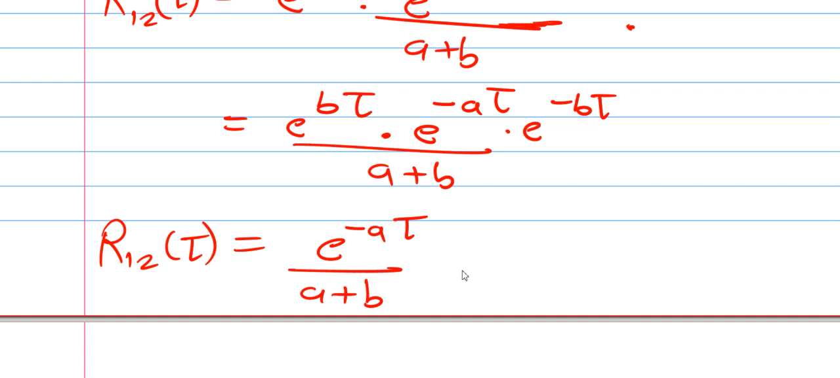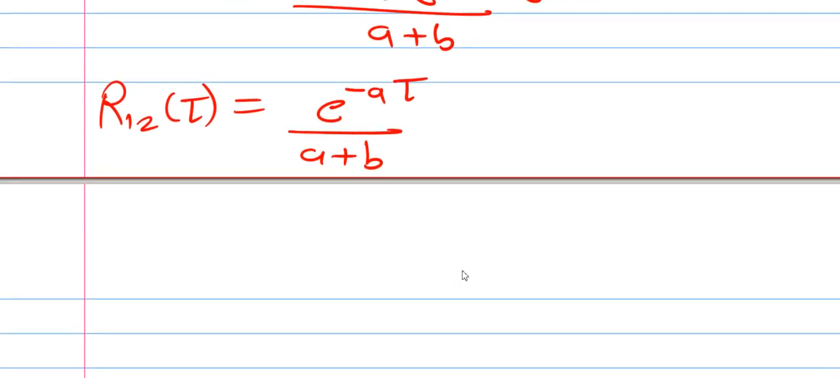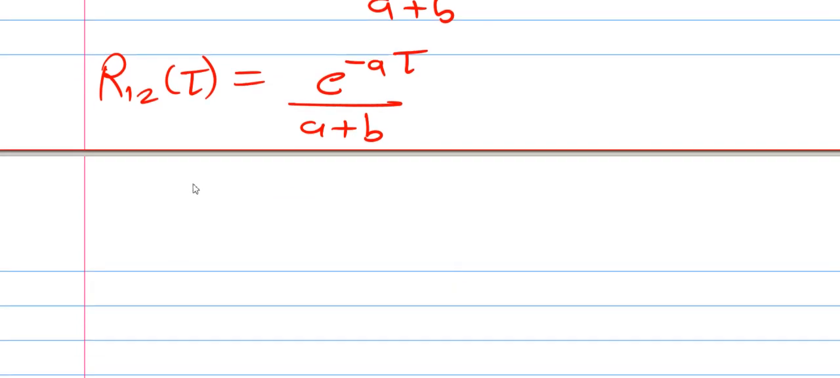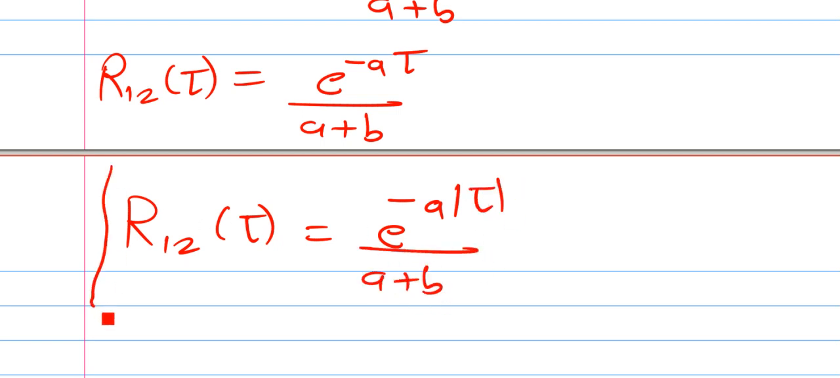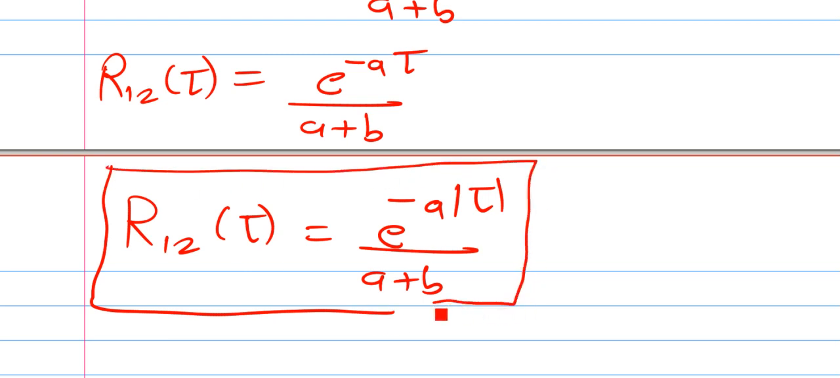So this is the cross correlation final simplification. If I take some negative values of tau, I will get e raised to a tau upon a plus b. So the final answer is R12(tau) equal to e raised to power minus a magnitude of tau upon a plus b. This result we will get by considering tau positive as well as tau negative.